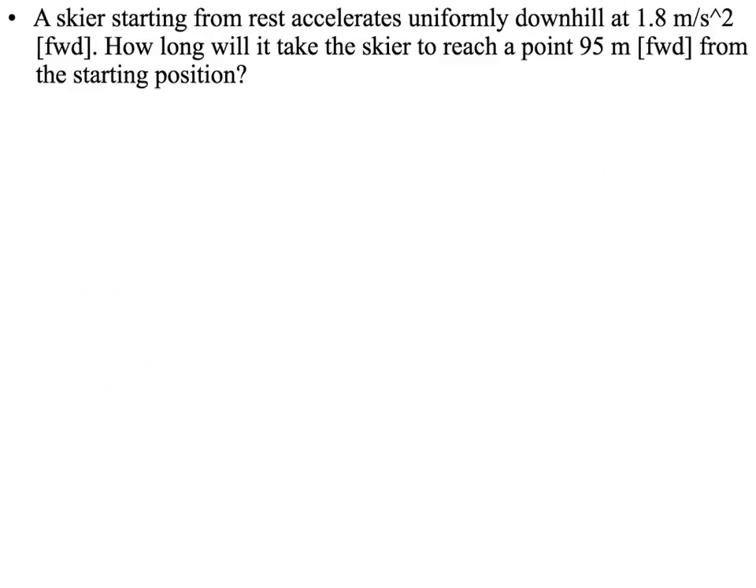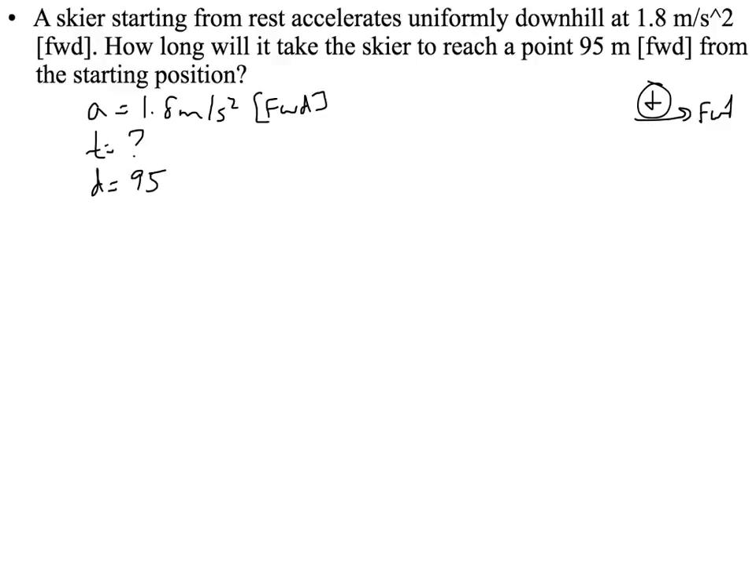A skier starting from rest accelerates uniformly downhill at 1.8 meters per second squared. So we'll say A is 1.8 meters per second squared. And since we're going downhill, let's just say we'll call that forward, and we'll assign forward as being positive. How long does it take? So T is the question. The skier reaches a point 95 meters forward, so D is 95 meters forward from the starting position.